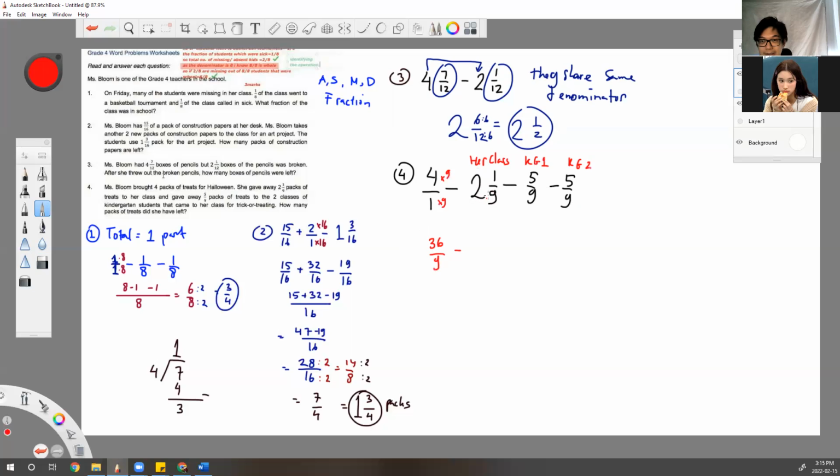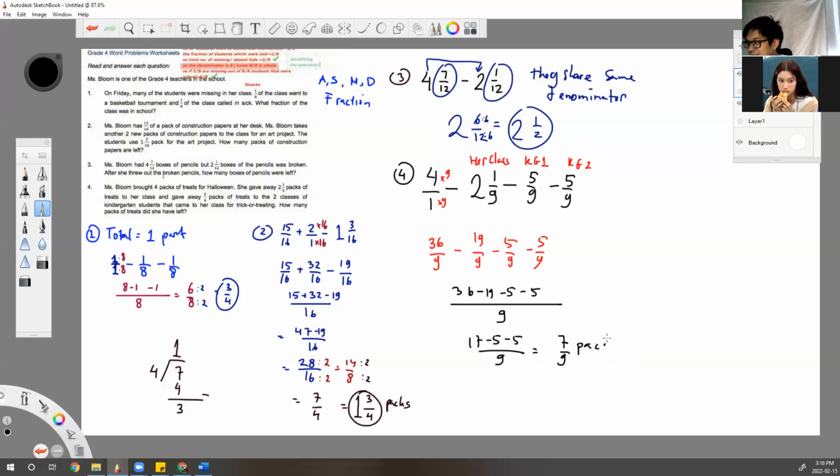9 times 2 is 18. Okay, 18 plus 1 is 19. Subtract 5/9. Subtract 5/9. So we have so much subtraction, but we share the same denominator already. So it is so easy. 36 minus 19 minus 5 minus 5. And then you can do it super slowly. 36 minus 19 is 18. Oh, no, sorry. 17. 17 minus 5 is 12, right? 17 minus 5, 12. Minus 5 again is 7, right? So it has to be 7/9 packs of treats she has left.